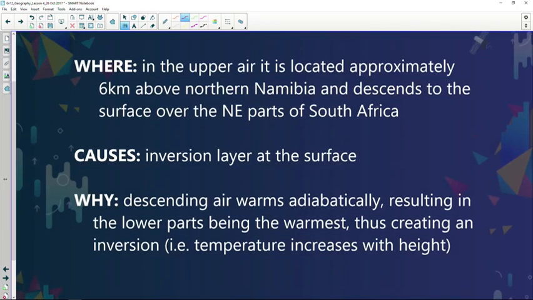It creates an inversion above the escarpment and below the escarpment. And because of the Kalahari high pressure, when it's absent during the summer, it means we can experience rainfall. But during its presence, during the winter, we only experience clear blue skies because of the strong subsidence. The moist air can't reach the interior because of this descending air, and it heats up adiabatically.